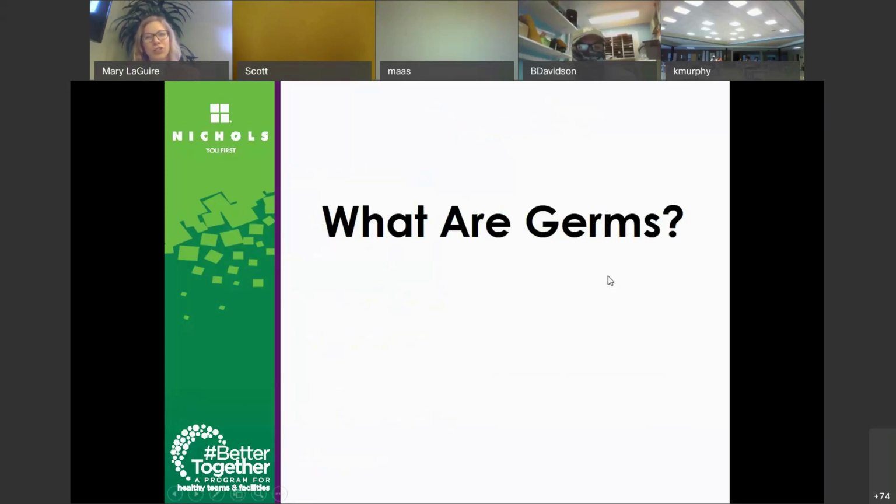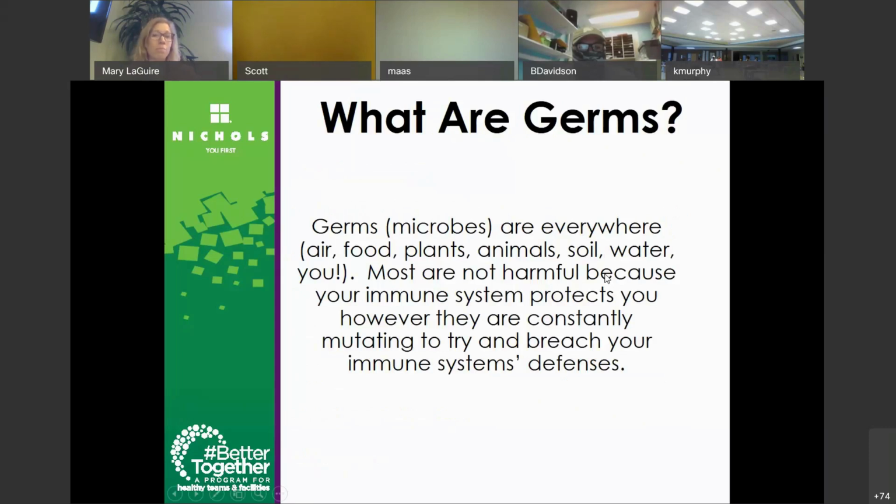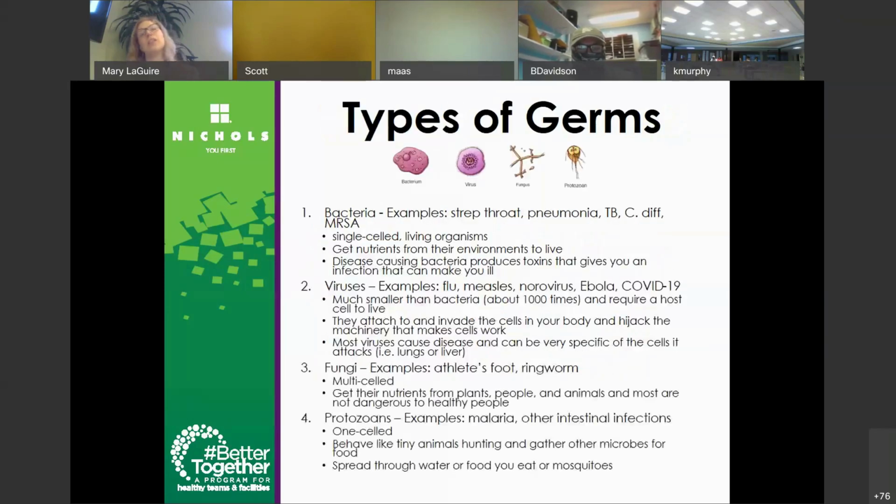So what are germs? Germs, or microbes, you probably often hear them referred to as, they're everywhere. They're in the air we breathe, food we eat, plants, animals, soil, water, even you. Most are not harmful to us because our immune system protects us against them, some of the basic ones, however, germs are constantly mutating and they try to breach our immune system defenses. And we all know there's lots and lots of types of germs out there. Here are some of the types.